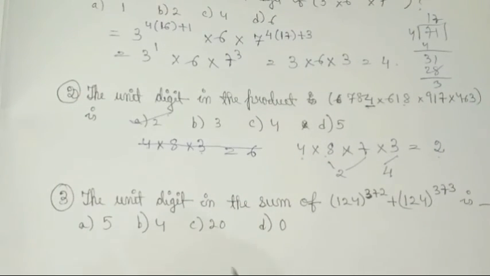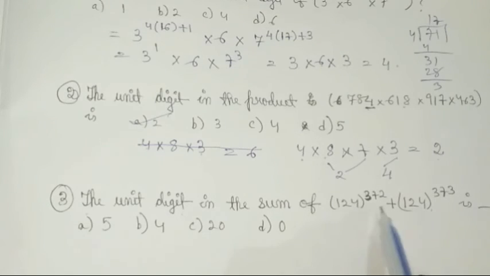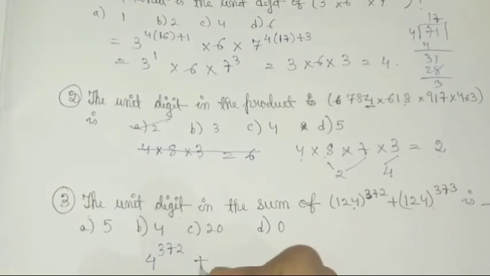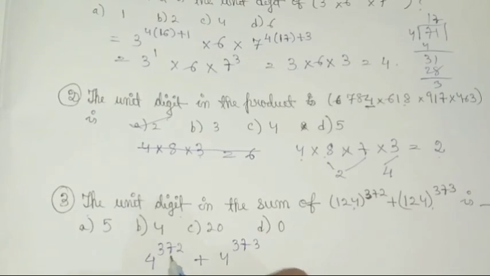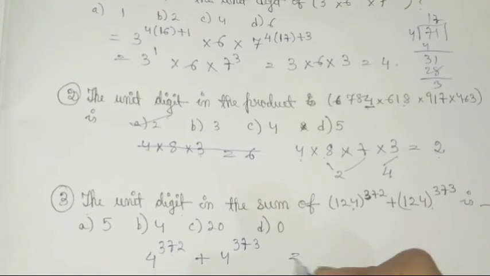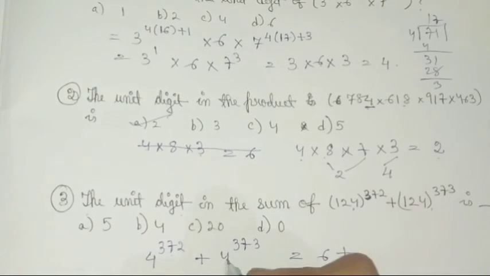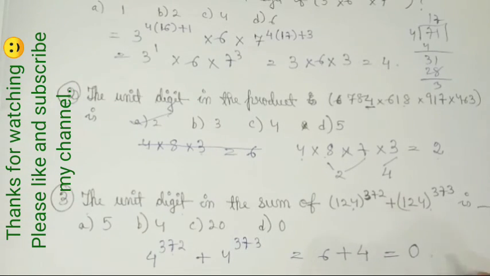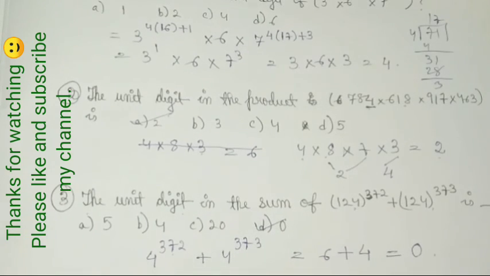Now let us see another question. Here we need to find the unit digit in the sum, this one. So here the unit digit is 4: 4 raised to the power 372 plus again 4 raised to the power 373. Here the power is even and here the power is odd. So when the power is even, the unit digit is 6, and when the power is odd, the unit digit is 4. So its unit digit is finally going to be 0. So here 0 is the correct answer.